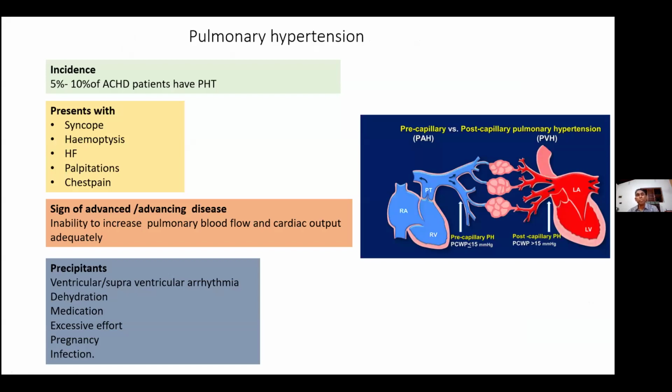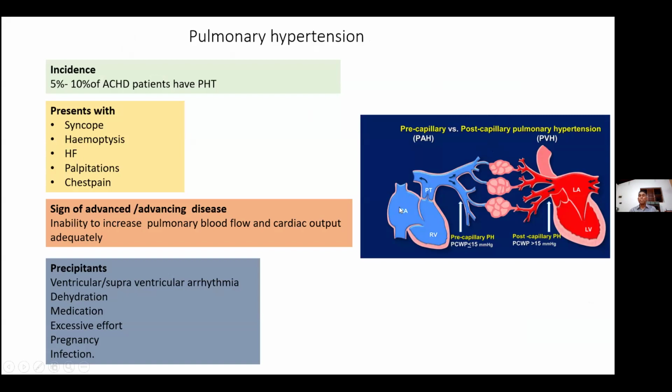So what do you do for these patients? The incidence in adult congenital heart disease patients is nearly 5 to 10%. And they can present with syncope, hemoptysis, heart failure, palpitation, chest pain, because the right heart is failing. So what is the main problem?